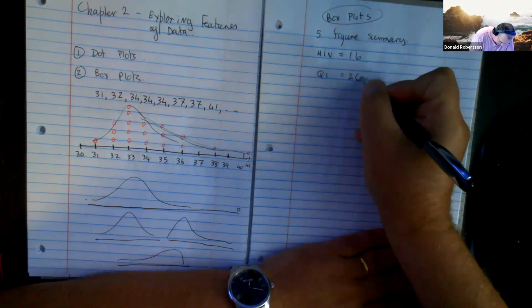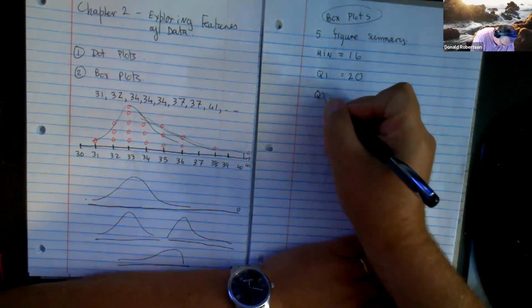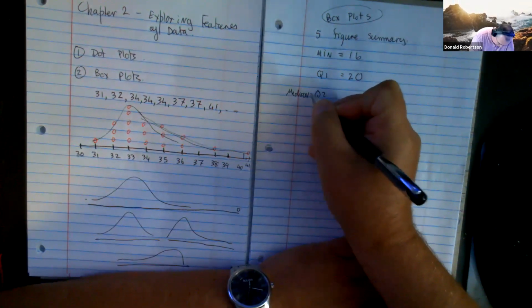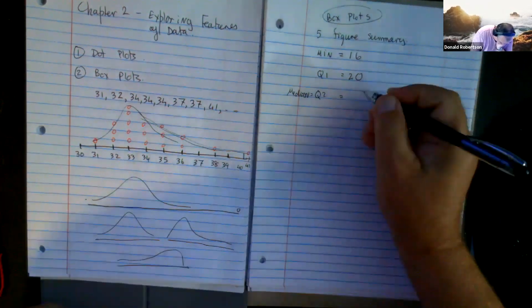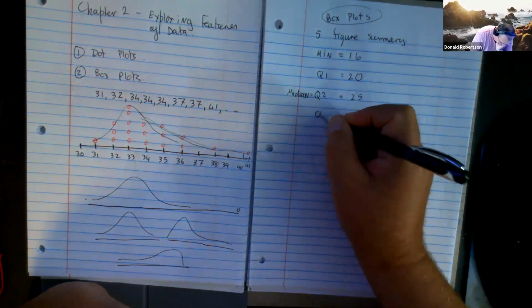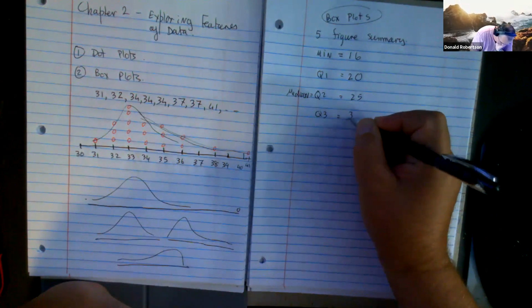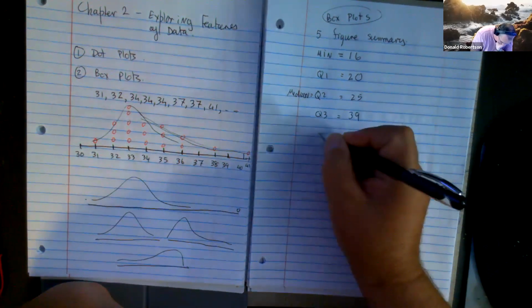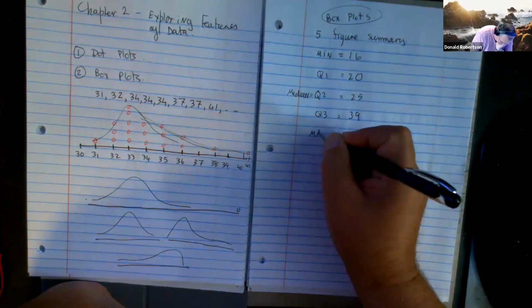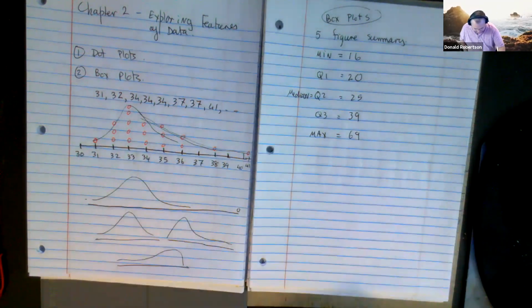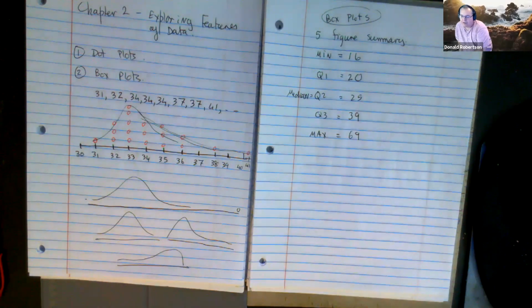This was 20. Q2, which is also called the median, actually more commonly it's called the median. Let's suppose that was 25. Let's have Q3 as 39. And let's have the maximum as 69. Right. So there's your classic five-figure summary.